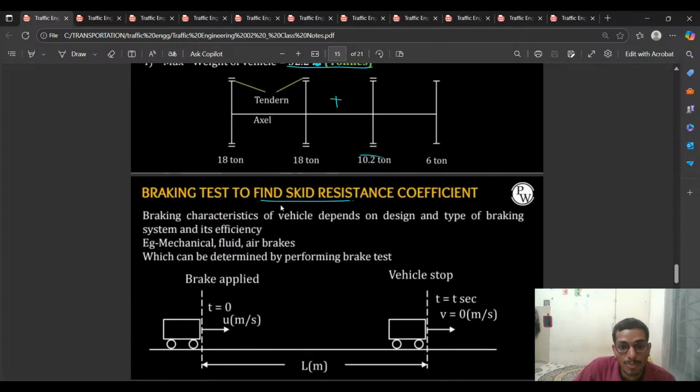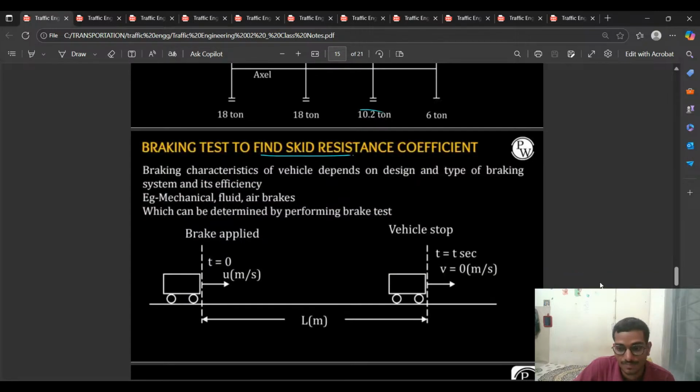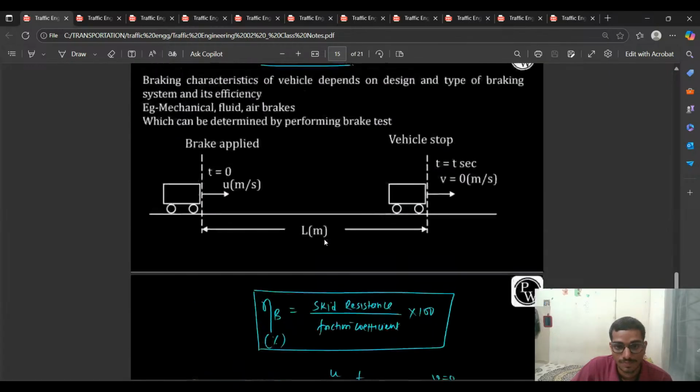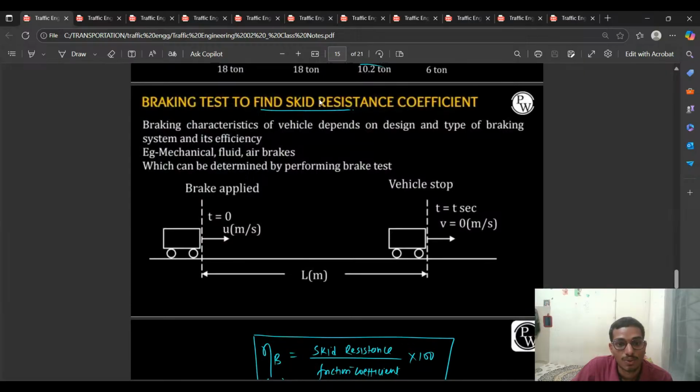Braking test to find the skid resistance coefficient. Braking characteristics of a vehicle depend on the design and type of braking system and its efficiency. Example: mechanical, fluid or air brakes. It means how the braking system works, in which mechanical parts, fluid and air brakes all come in, which can determine the approximate braking test.